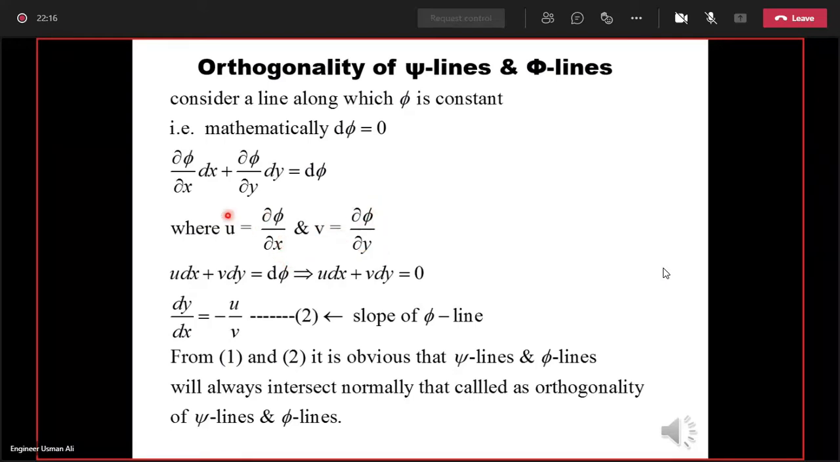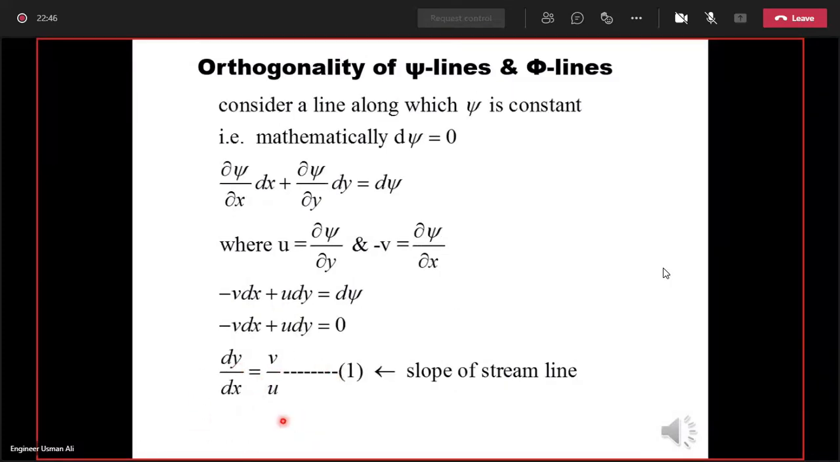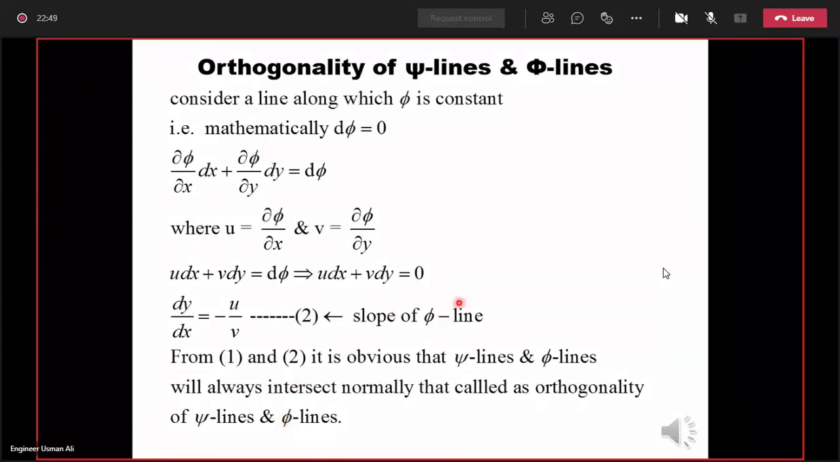Now putting the values, for partial phi over partial x we can put u, so u dx, and for partial phi over partial y you can put v, so v dy is equal to d phi. We know that along an equipotential line d phi is 0, so u dx plus v dy is equal to 0. That is the equation of the equipotential line. Again rearranging it to find the slope, dy over dx is equal to minus u over v. So the slope of the streamline is v over u, and the slope of the phi line is minus u over v.